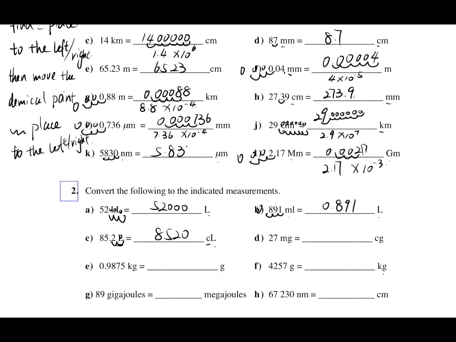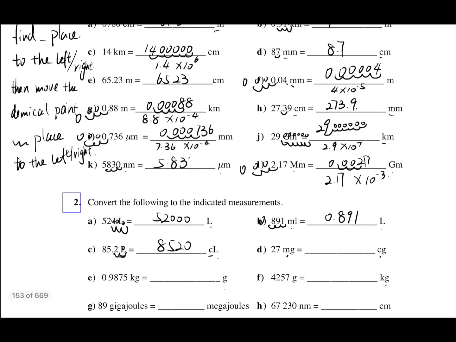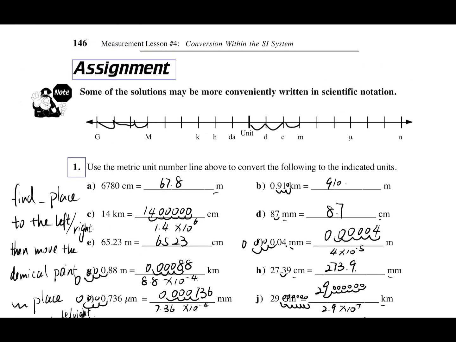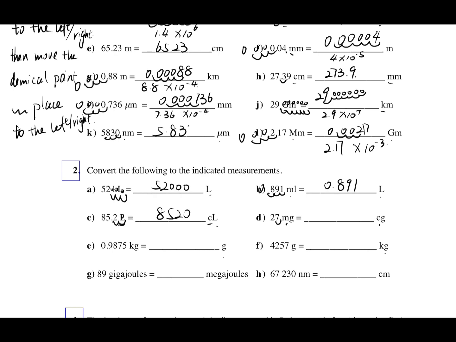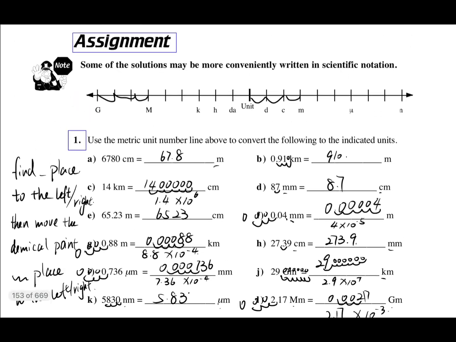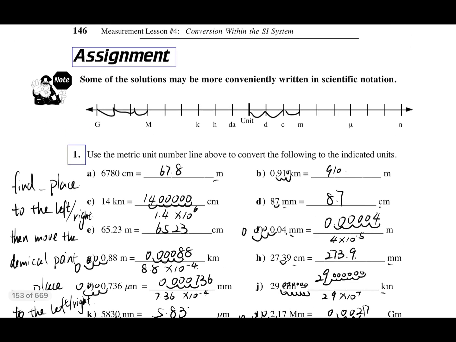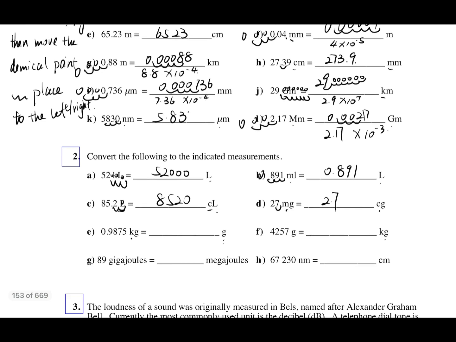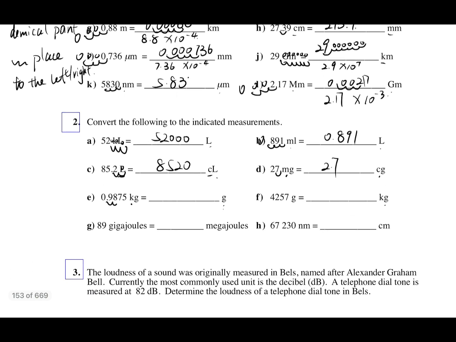d is from milli to centi, so it's just 1 to the left, so it's 2.7. E is from kilo to unit. So it's 1, 2, 3, we move 3 places, so it's 987.5. The f is from unit to kilo.